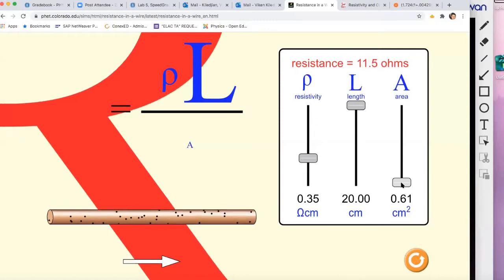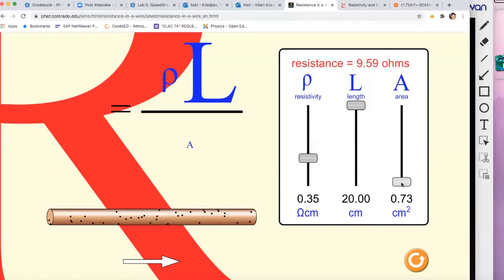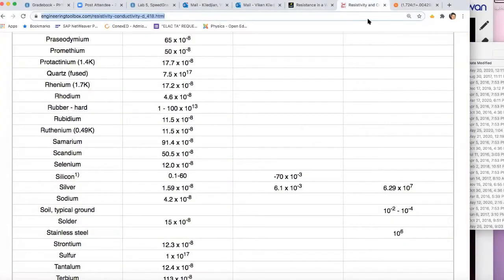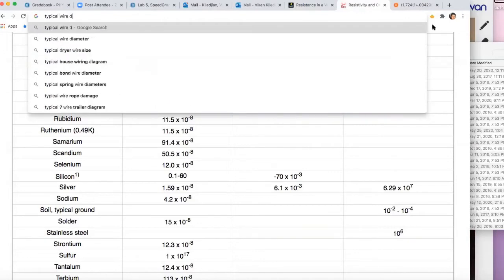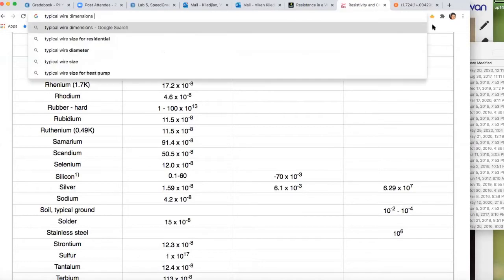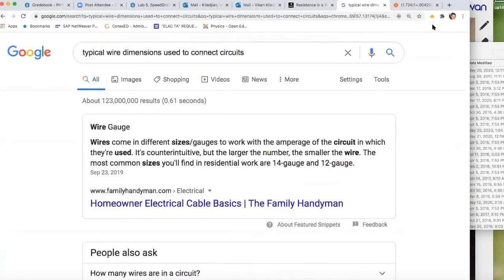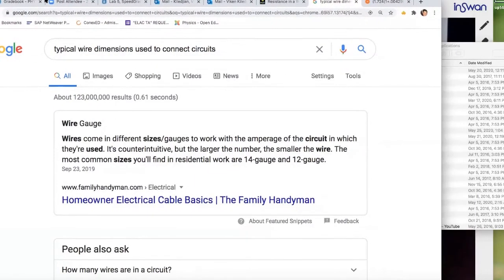Probably a regular wire that we use for the connecting wires. Let's see here. Typical wire dimensions used to connect circuits. Yeah, they usually come in gauge, what they call 12 gauge or 14 gauge. Wires come in different sizes, gauges, to work with the amperage of the circuit in which they're used. It's counterintuitive, but the larger the number, the smaller the wire. The most common sizes you'll find in residential work are 14 gauge and 12 gauge. Okay, I guess so. Let's learn a little bit about that.